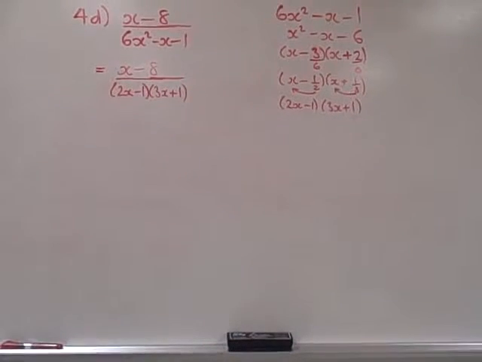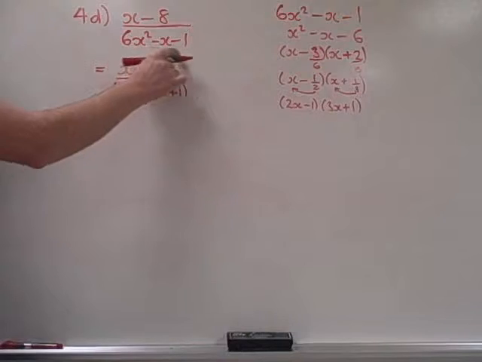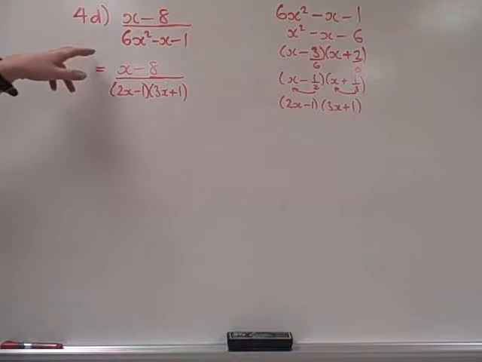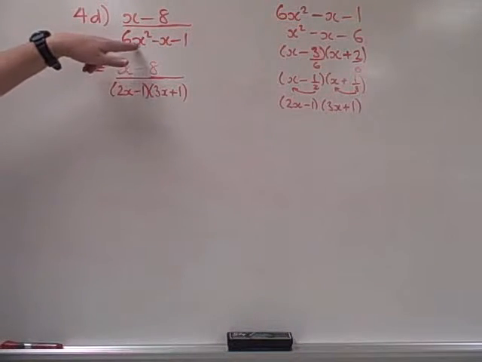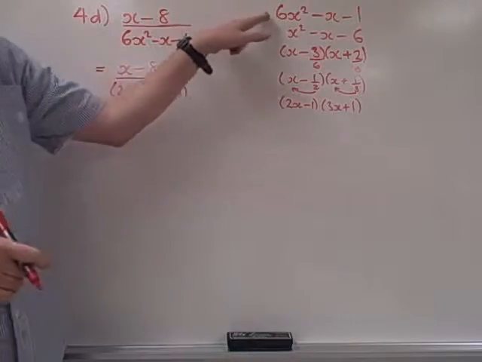Now this one's question 4D. This one's a little more complicated because what we have here isn't factored. So the first thing we'd have to do is factor this. As the leading coefficient is not 1, we could use slide and glide for this method.